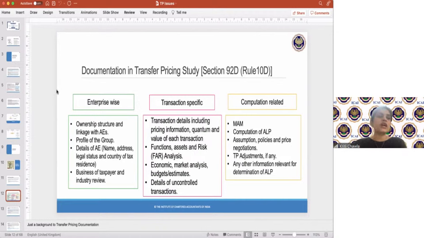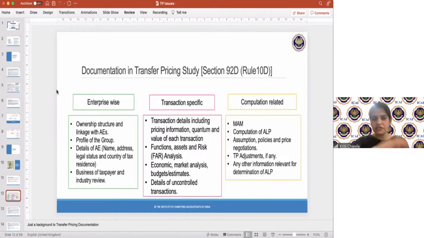So as I was talking about, there is something called a TP study that is to be maintained. It is a very, very thick document, and it's very thick because it has a lot of information provided in it. Now the thing is, what is the information provided in that particular document? If you read the law, it talks about all this information in a very elaborate manner.